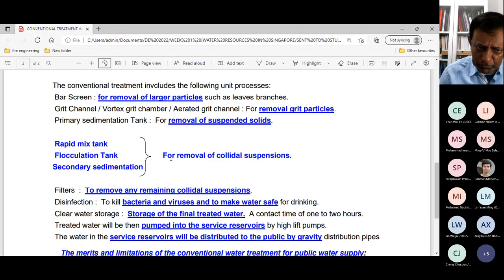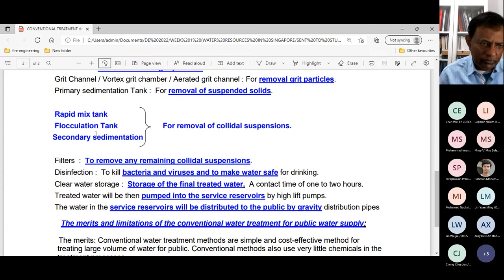If you want to remove the colloidal particles, you need to go through these three stages: rapid mixing with coagulants, flocculating with slow speed moving paddles, and the secondary sedimentation to collect the destabilized flocculated particles. Okay, so these three are required for you to remove colloidal suspensions. Then what does the filter do? The filter is to remove any remaining colloidal suspension.